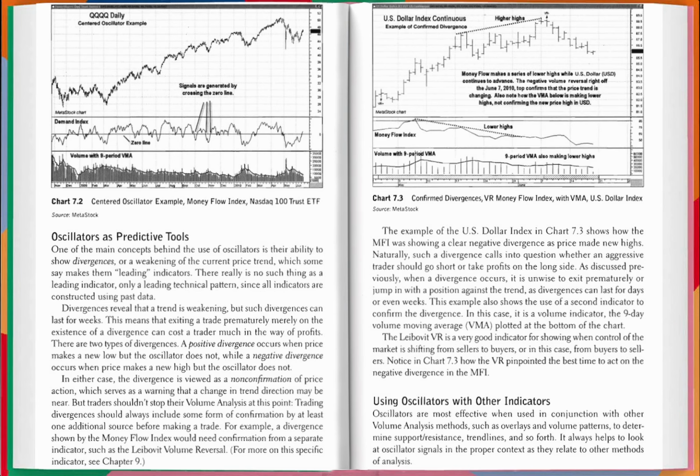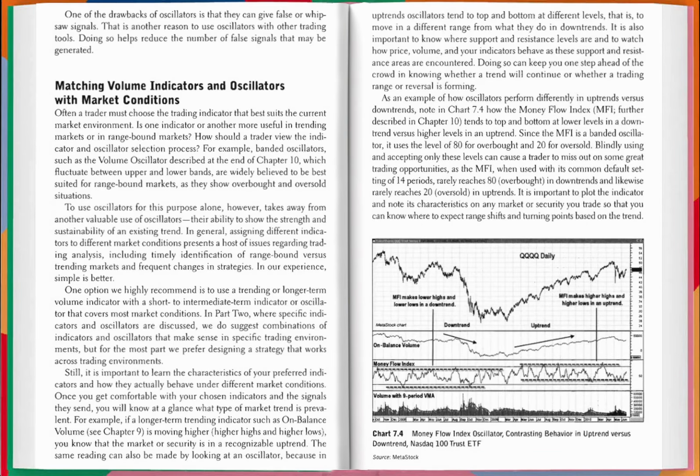Using oscillators with other indicators. Oscillators are most effective when used in conjunction with other volume analysis methods, such as overlays and volume patterns, to determine support, resistance, trend lines, and so forth. It always helps to look at oscillator signals in the proper context as they relate to other methods of analysis. One of the drawbacks of oscillators is that they can give false or whipsaw signals. That is another reason to use oscillators with other trading tools.